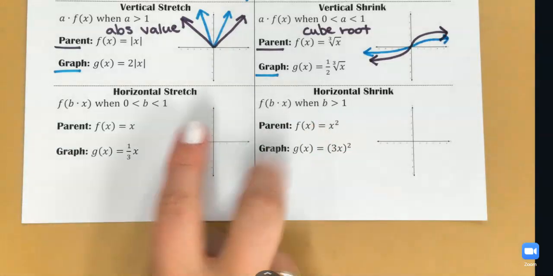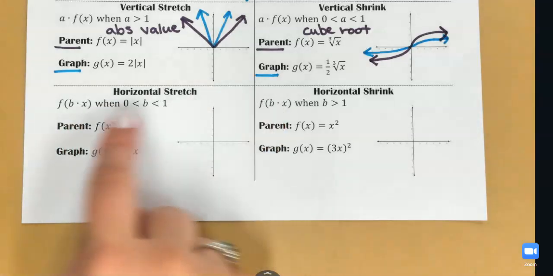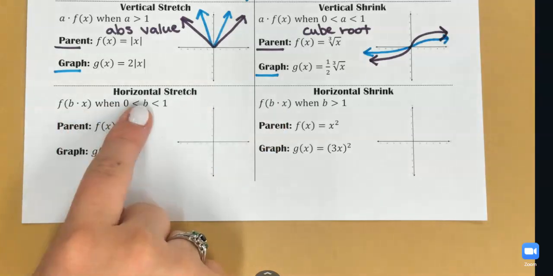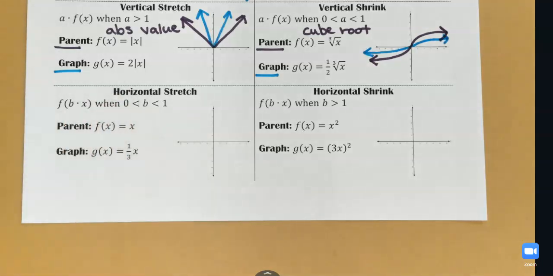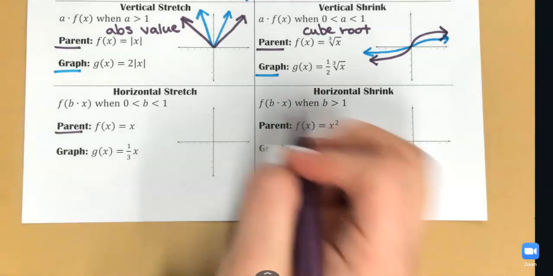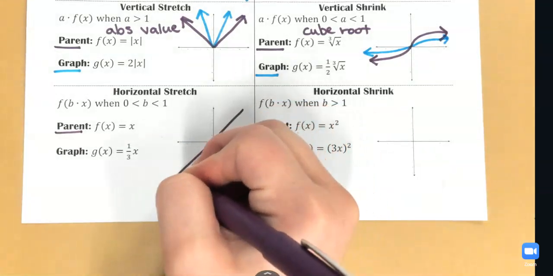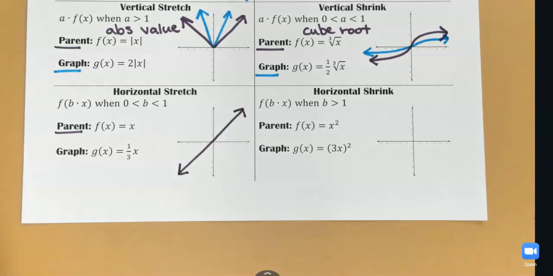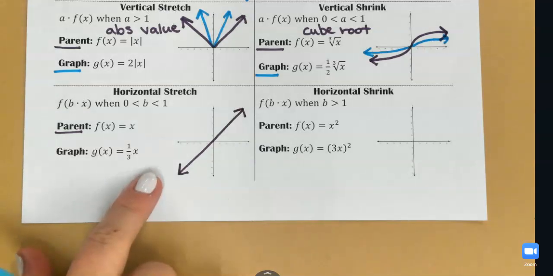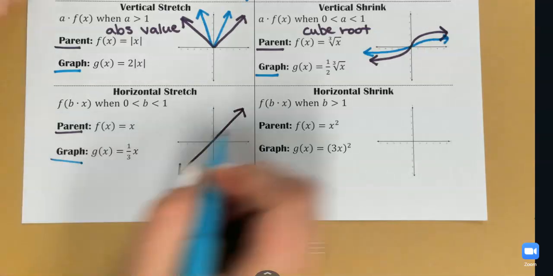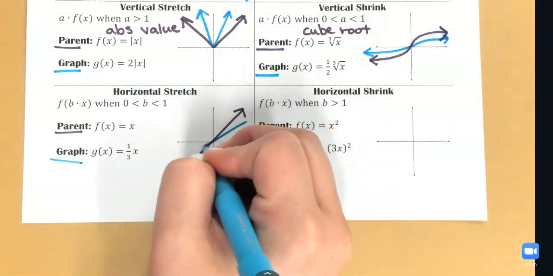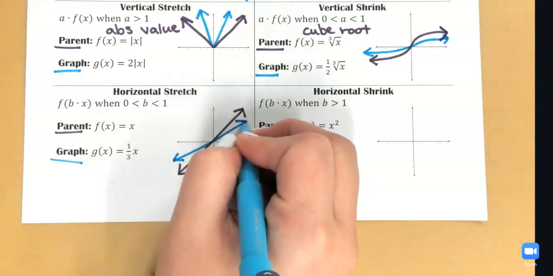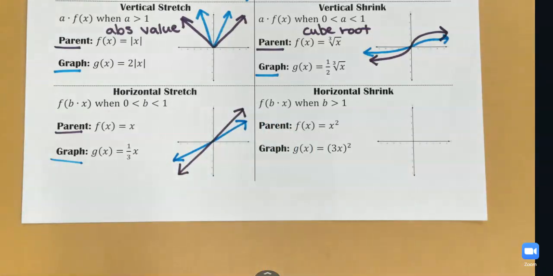Okay, horizontal stretch and shrink. Inside, I am multiplying by a number. If that number is a fraction, as in less than 1, it's going to be a horizontal stretch. So again, this is our linear parent function. We already looked at it earlier. If I've got 1/3 x that I'm going to graph, that means I have a slope that is less steep. I got stretched horizontally. I'm getting wider faster than I'm getting taller.